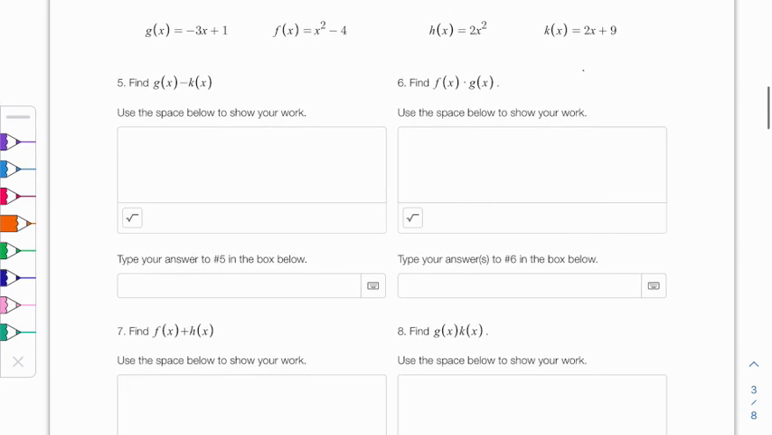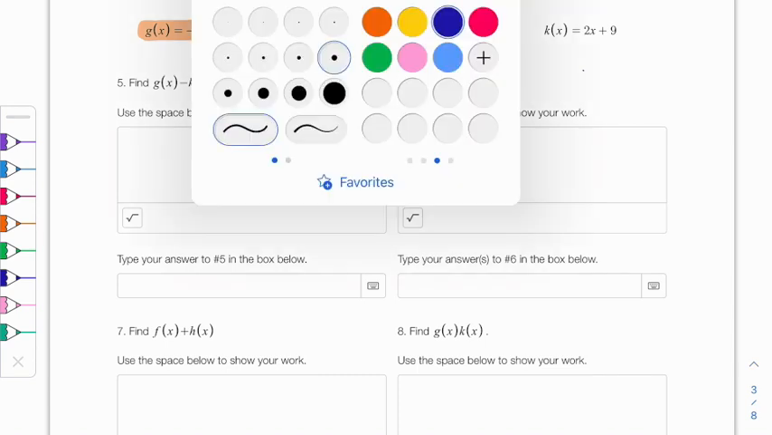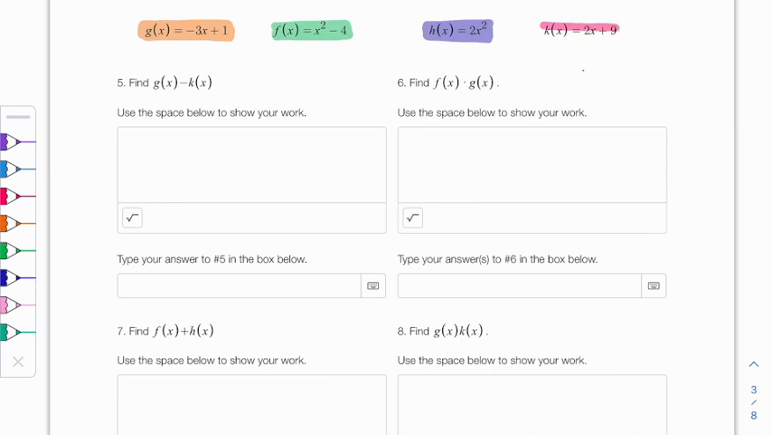Here I'm going to do my operations of my functions without values. So I'm going to subtract, add, multiply, whatever it asks me to do. Again, I'm going to highlight my functions in different colors so that I am consistent with showing my work. I changed the f of x function here to make a little more sense for what we need. So that's why it's different from the earlier problems. But g, f, and k are all still the same.